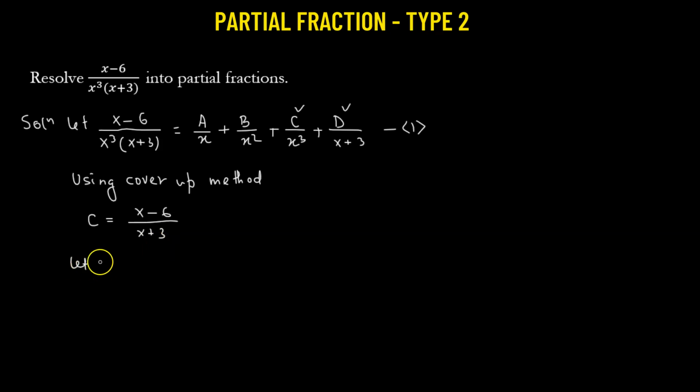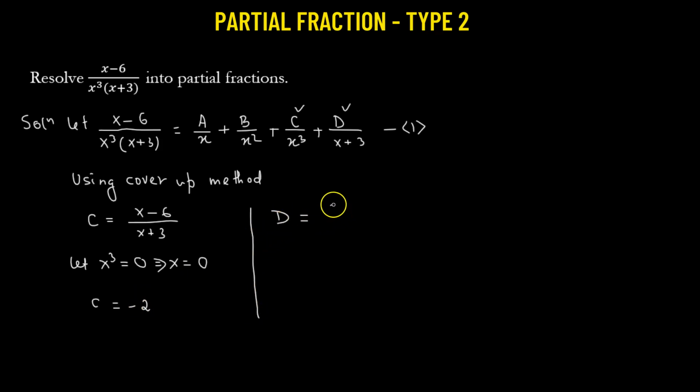So whatever we have covered up, that means we have covered up x cubed, we will equate it to 0, which gives us x equals 0. We'll substitute this back into our original equation and we will obtain the value of c. The c comes out to be negative 2. Then using the same cover-up method, we can also find out the value of d.